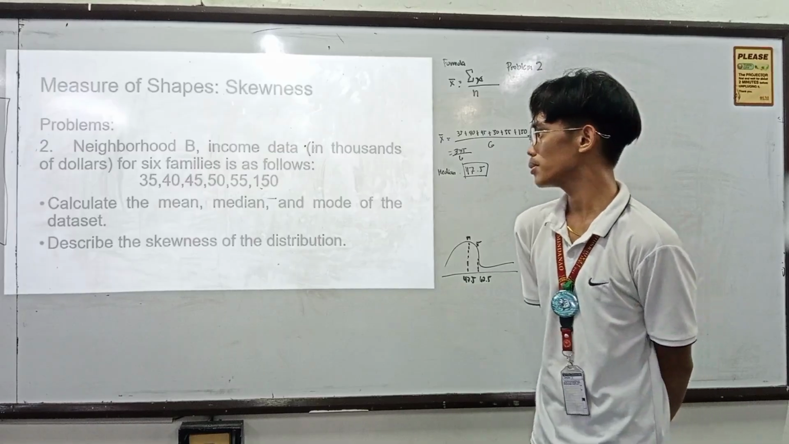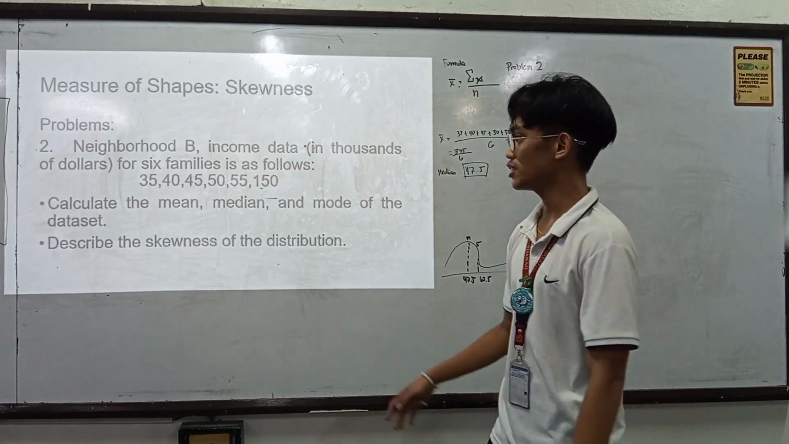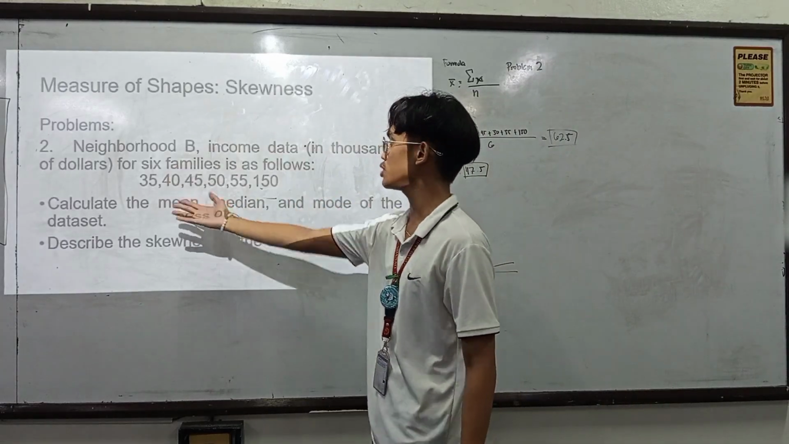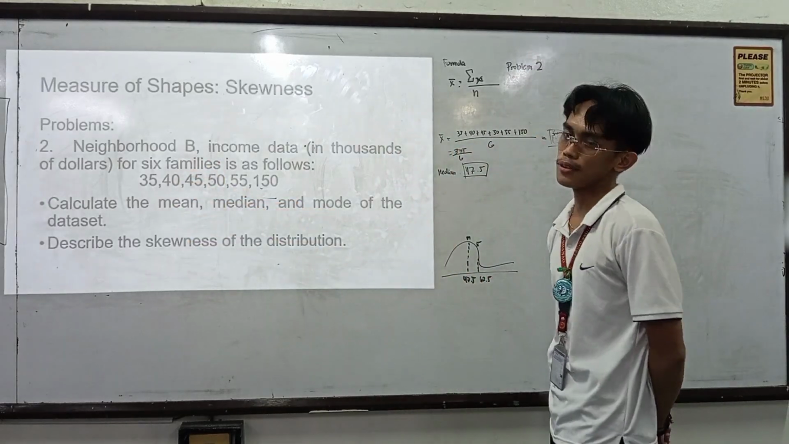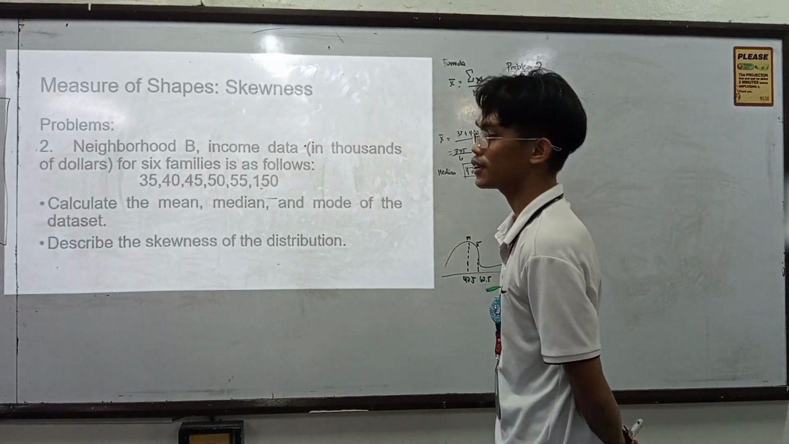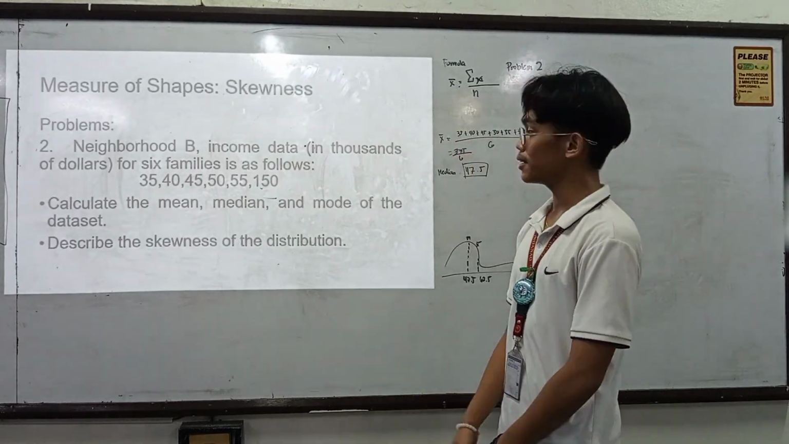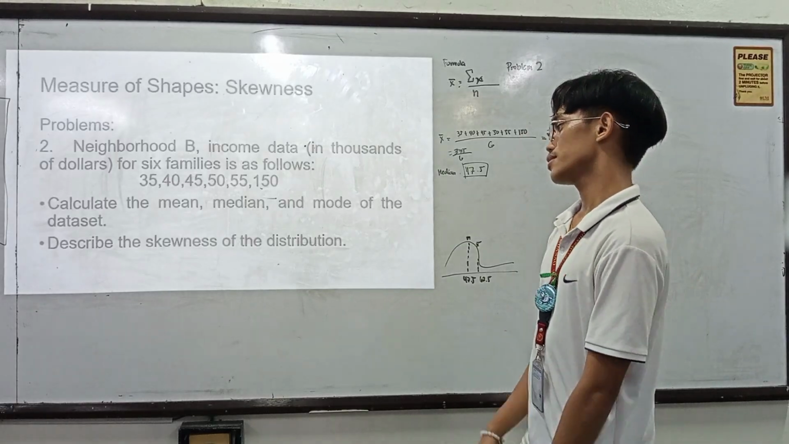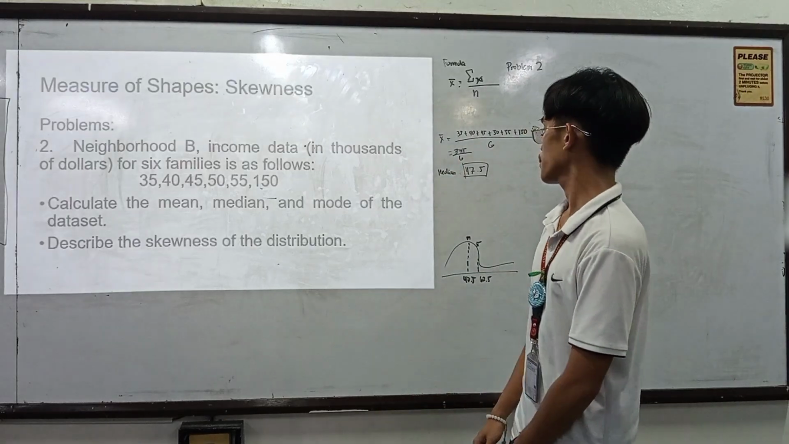Proceed to another problem. Neighborhood B income data in thousands of pesos for 6 families is as follows: 35, 40, 45, 50, 55, and 150. Calculate the mean, median, and mode of the dataset, then describe the skewness of the distribution.